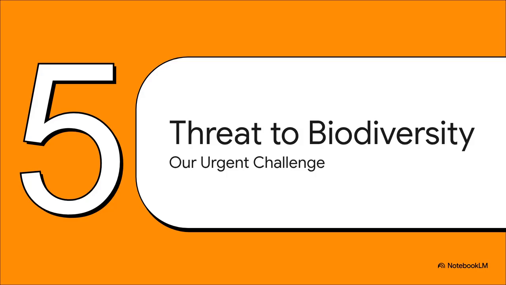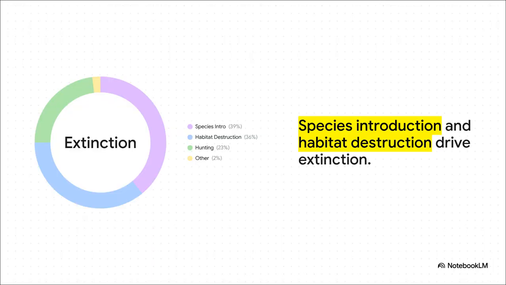Section 5. The threat to biodiversity, our urgent challenge. This brings us to a much more reflective and honestly a very urgent final chapter. Now that humanity has spent centuries figuring out how to map and classify all this magnificent life, we're faced with the devastating reality that we are rapidly losing it. The hard data breaking down what is actually driving species extinction might surprise you.